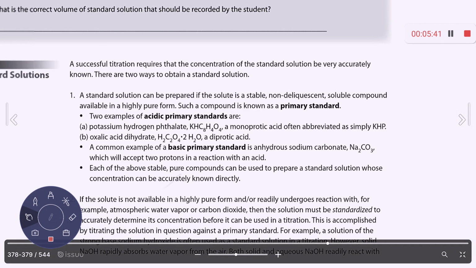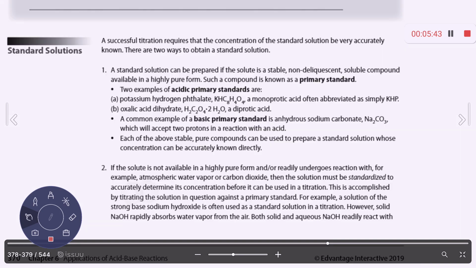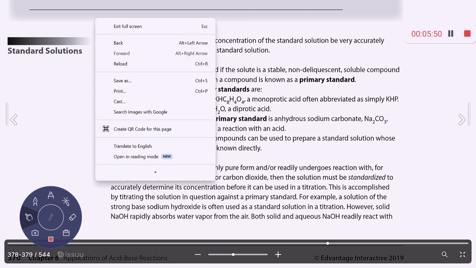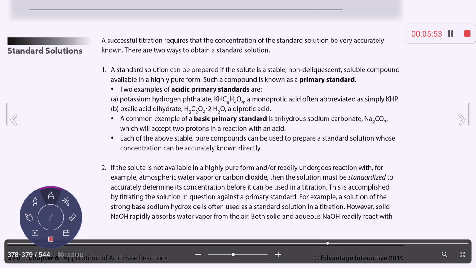Let's go to standard solutions. Some of this is going to be new. There are 2 ways to obtain a standard solution. If you've got a soluble compound in a really pure form, then you can have something called a primary standard.